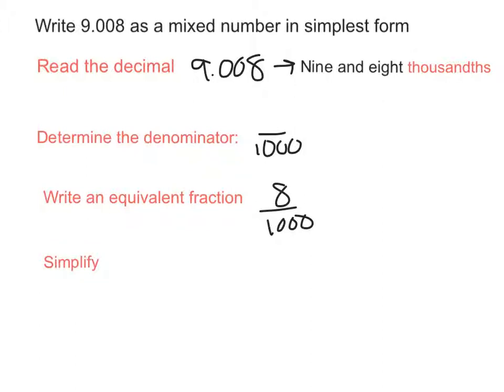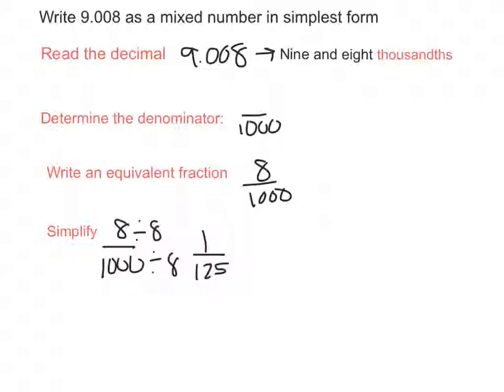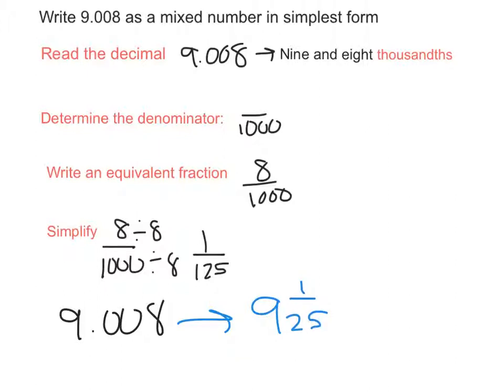And now all we have to do is simplify. So we simplify 8 over 1,000, and the greatest common factor in 8 and 1,000 is actually 8. 1,000 divided by 8 gives us 125, and 8 divided by 8, of course, is 1. So 9.008 in fraction form is 9 and 1 over 125. Remember that the whole number, or 9, stays the same, right? Because all we have to convert is the decimal, which is 0.008. So the whole number stays the same.